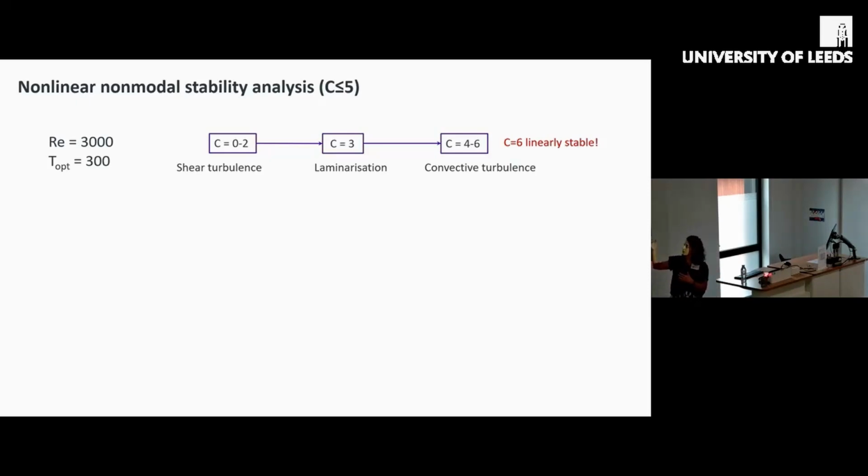In the case of the heated pipe, we extended our method to take into account the effects of heating, and we want to study how the minimal seed changes as we increase C, this buoyancy parameter. So first, we focus the results on the case of C smaller than 5, because the case of C equals 6 is a bit different.